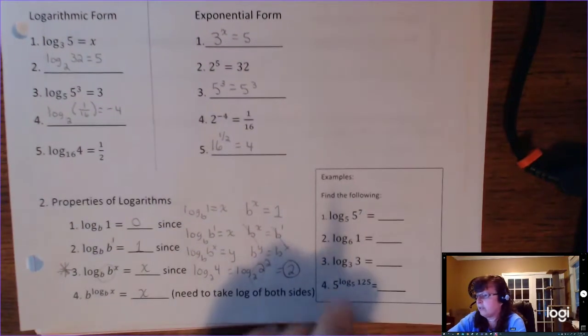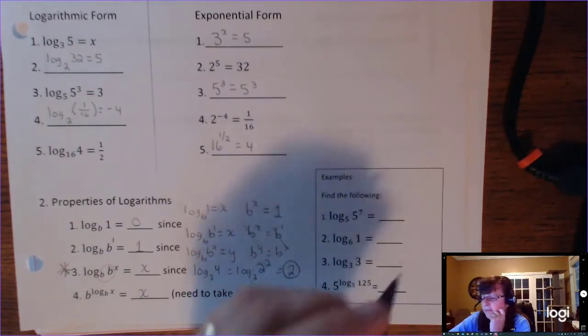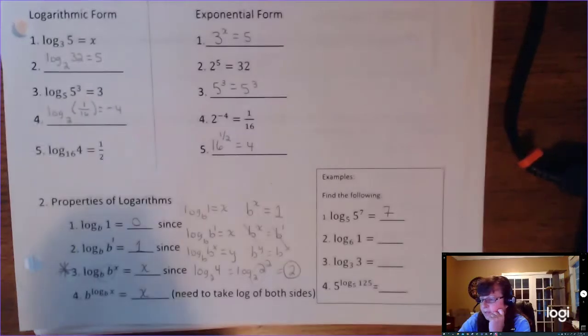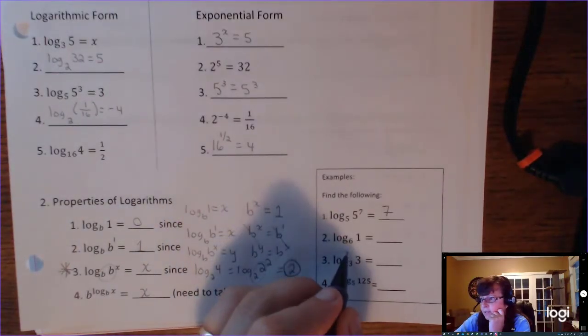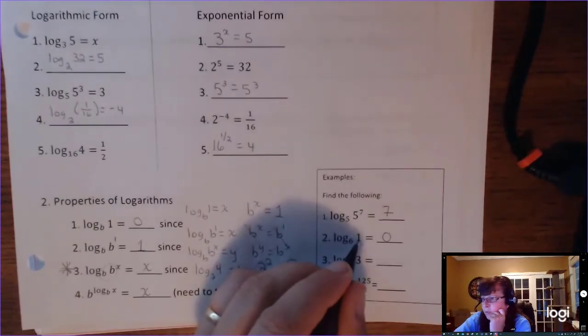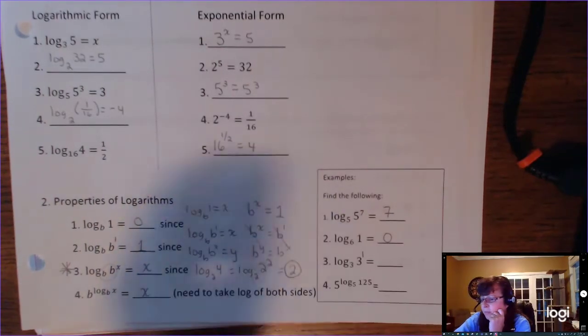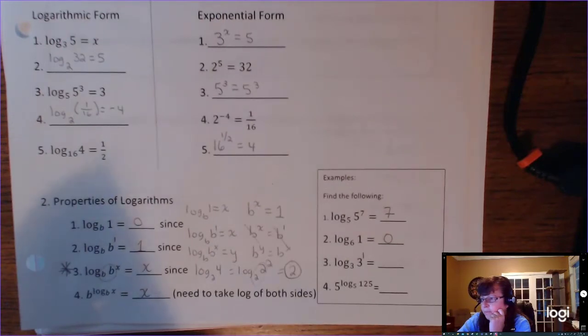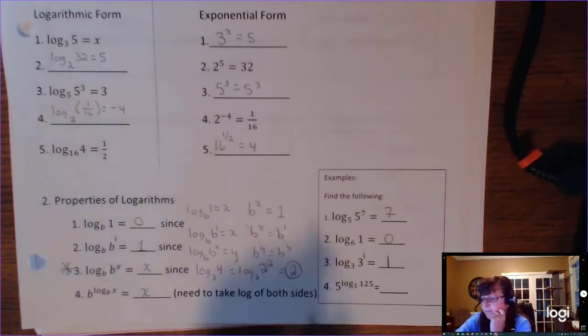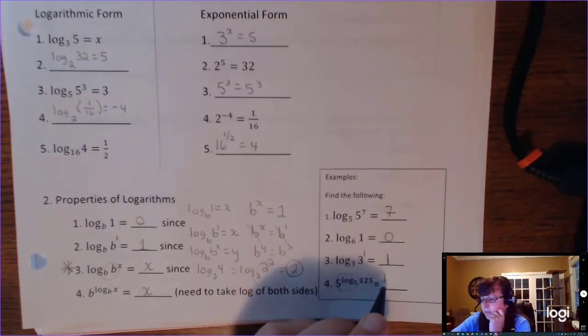Alright, so here's some to try. What is the log base 5 of 5 to the 7? That's 7. What is the log base 6 of 1? That is 0. So anytime you have a 1 in that spot, it's going to equal 0. What is the log base 3 of 3? Well, that's like number 1. If we put an understood exponent 1 there, that's 1. And then here, 5 to the log base 5 of 125. They cancel, so that's 125.